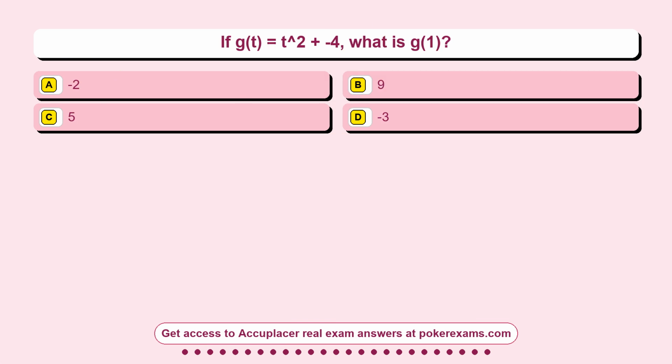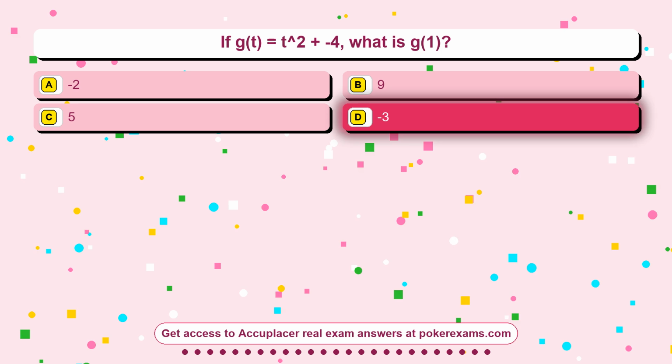Question 15. If g(t) equals t^2 plus -4, what is g(1)? Option A, -2. Option B, 9. Option C, 5. Option D, -3. The correct answer is option D, -3.